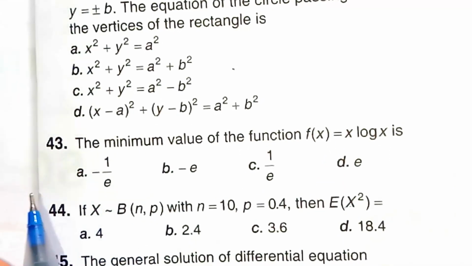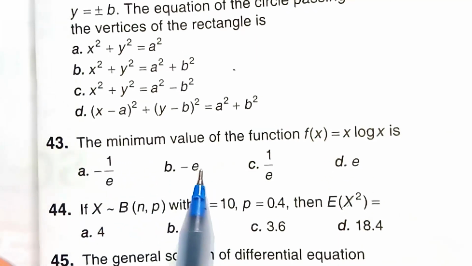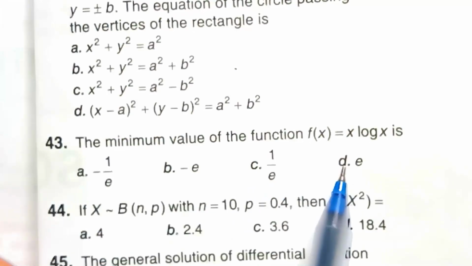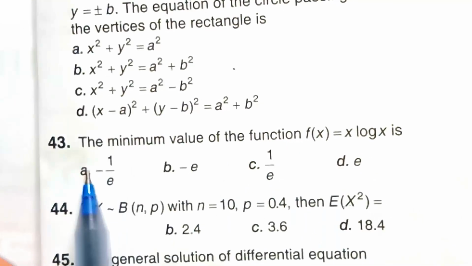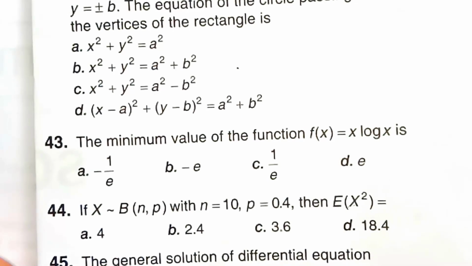Logarithmic and exponential terms are exact opposites of each other, so it is easier to get the answer. Four options are given: first, negative of 1 by e; second, negative of e; third, 1 by e; and fourth, only e. We have to figure out which one of the options is correct. Now let's start today's solution. I will explain how the solution looks.